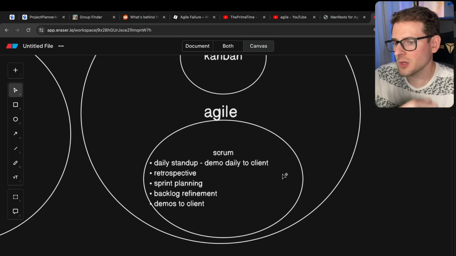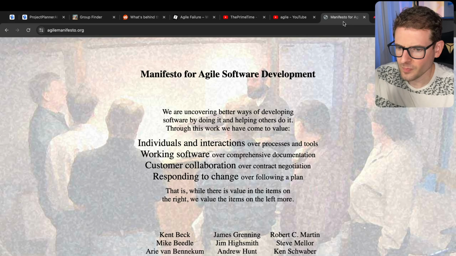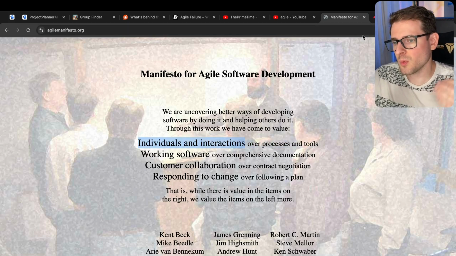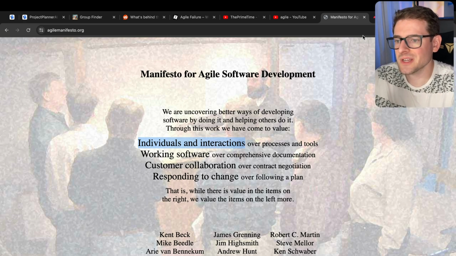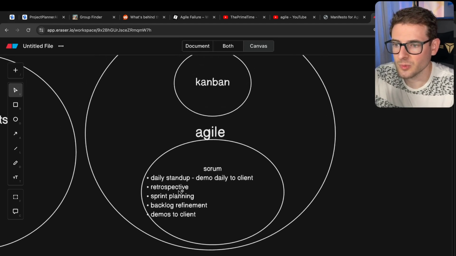That is the ultimate goal of Agile, is like collaborate, people over process, right? And that's the first thing, individuals and interactions over processes and tools. So the more that you focus on improving interactions and, you know, focusing on the individuals and their needs, the better your project is going to work, in my opinion.